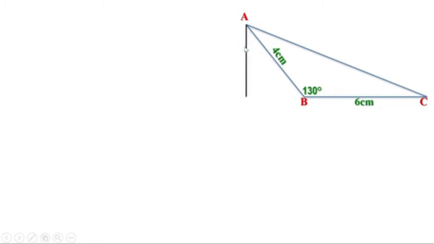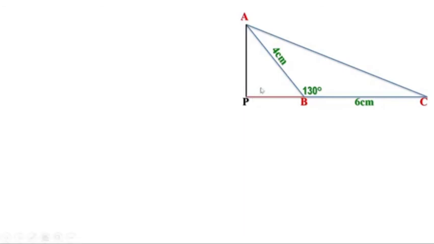For that, draw a perpendicular line from A to P. Just extend BC and draw a perpendicular line from A to P. Okay, extend BC, then draw a perpendicular line from A to P. Therefore height is AP. So consider triangle ABP as a right triangle.